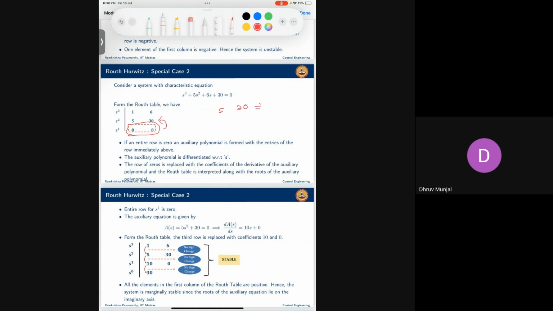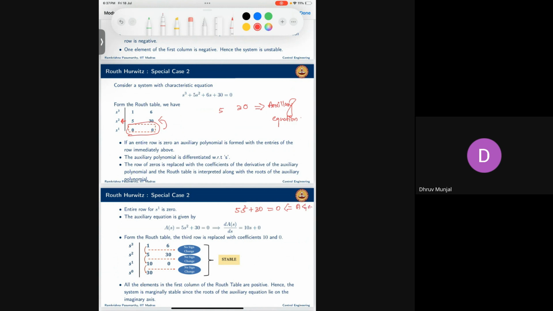Just write these coefficients as an auxiliary equation. If you write it in terms of an auxiliary equation, you will get a new characteristic equation. How can we write it? Look for the polynomial to the left of that particular row, which starts with s square. So I'm going to write it as 5s square plus 30 equal to 0. It's an even row, there won't be any s term. So 5s square plus 30 equal to 0 is your auxiliary equation.